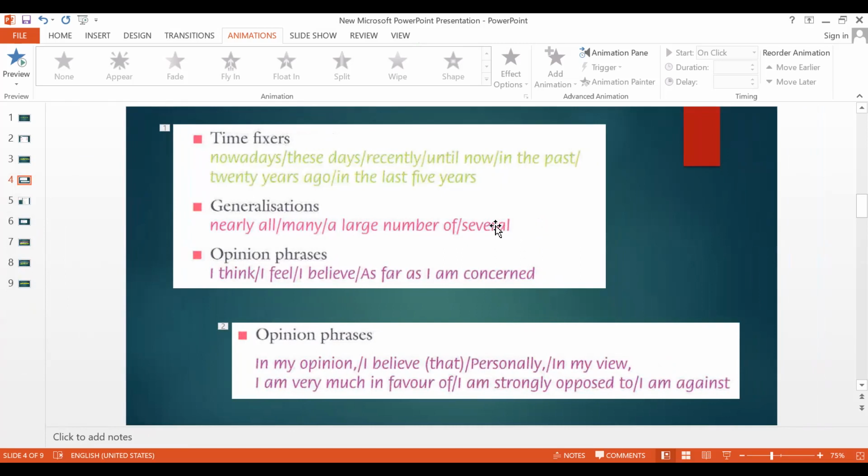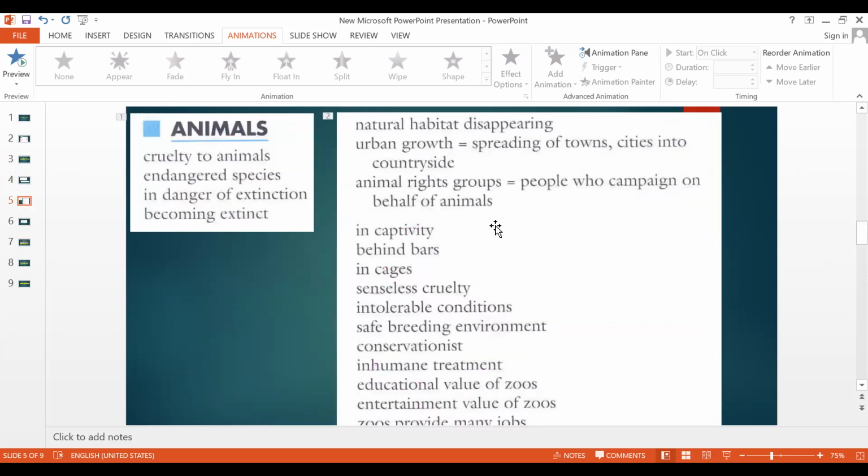Yes, Ahmed, go ahead to the opinion phrases. Opinion phrases: in my opinion, I believe that, personally, in my view, I'm very much in favor of, I'm strongly opposed to, I am against. Yes, this is the list of opinion phrases, also very necessary to use one of these expressions when you mention your opinion. This file is shared in the group.